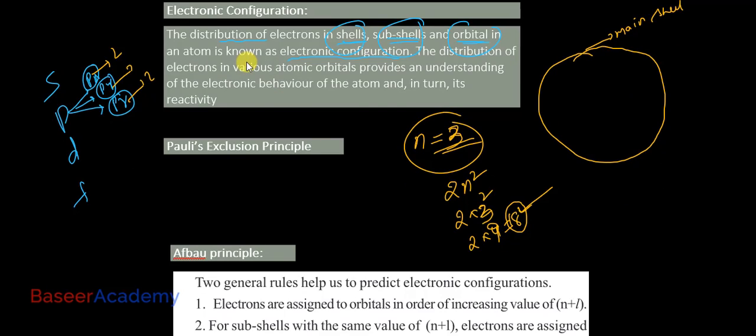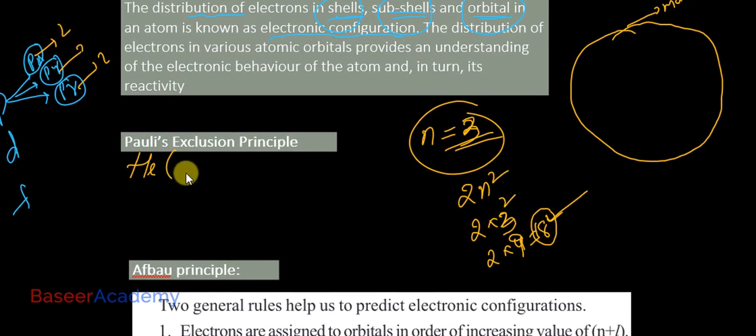Before we start writing the electronic configuration, let us go through Pauli's exclusion principle. Pauli's exclusion principle states that no two electrons will have all 4 quantum numbers the same. To understand this, let us consider the helium atom. The atomic number of helium is 2. Atomic number is 2, it means it has 2 electrons, and both the electrons are in the first orbit. Why? Because the first orbit can have a maximum of 2 electrons, right?